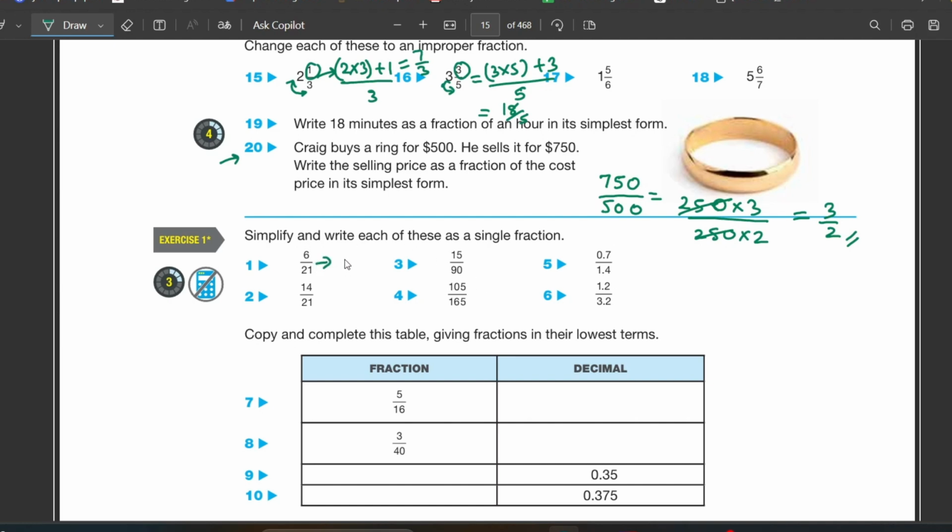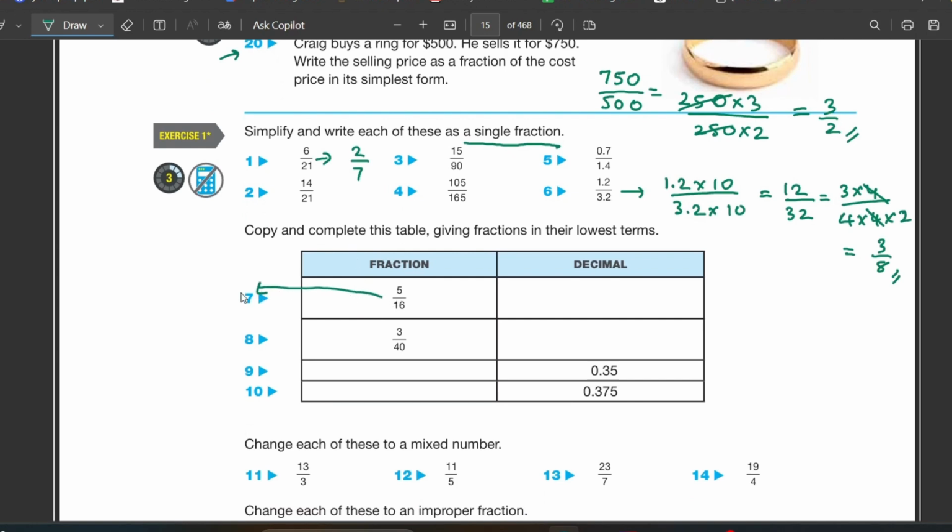And these ones we have to simplify. So you can see 3 is a common factor. So this is 2 over 7. And this one, if I multiply by 10, 1.2 times 10 over 3.2 times 10. So this is 12 over 32. So I can write it as 3 times 4, 4 times 4 times 2. You can write it as 3 over 8. Like that you can simplify as a single fraction.